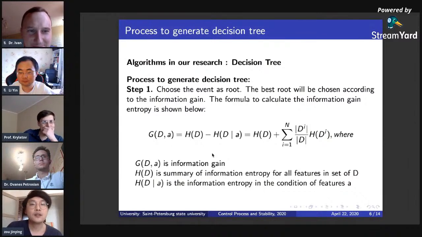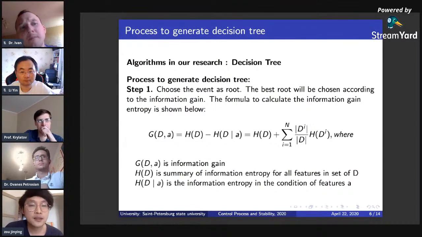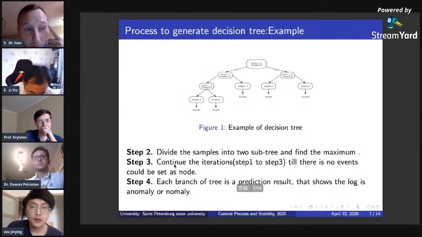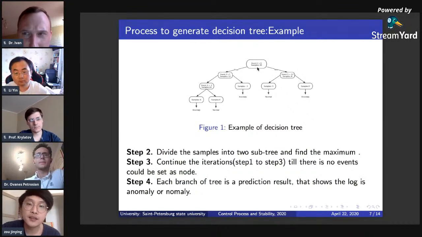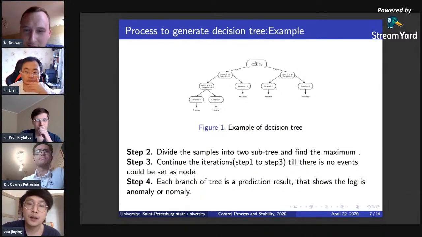In this part, we choose the decision tree as the main detection algorithm. Here I list a simple process. For the decision tree, the first step is to choose an event as the root, and here you can see the formula, the rule that helps the system choose the root. Here is an example. We have 20 instances as input, and the system first chooses a node, which in our case is an event. We consider this event to have the most information gain, so we set it as the root.